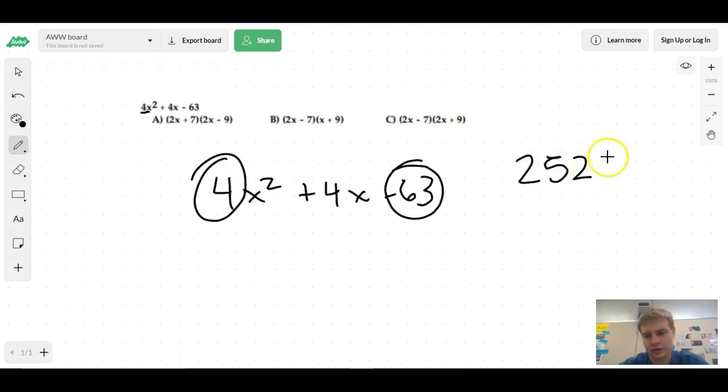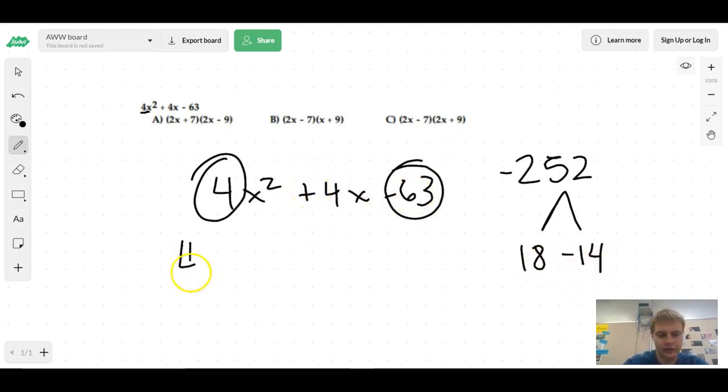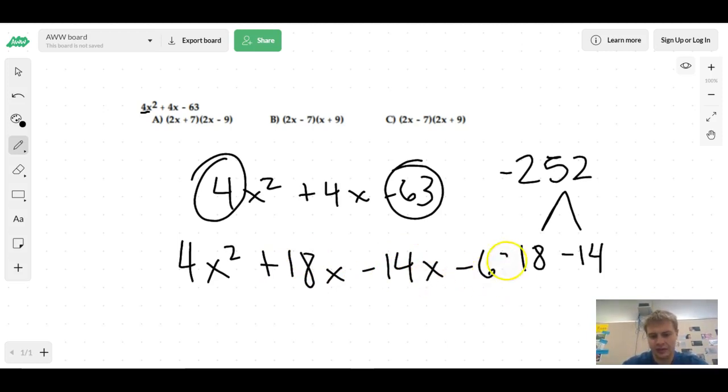So we want to think of two numbers that multiply together to give us 252, but then add together to give us 4. That's going to take us just a second to think about. The numbers for us would be positive 18 and negative 14, because that would give us our negative 252 that we needed, but when they add together, they would give us our positive 4. So then we'd have 4x squared plus 18x minus 14x minus 63.